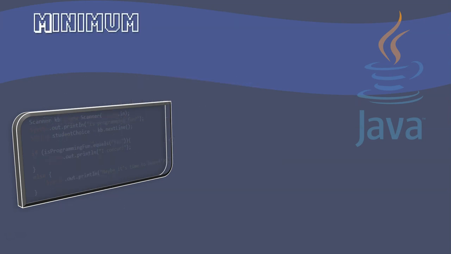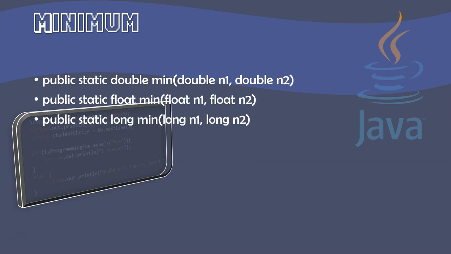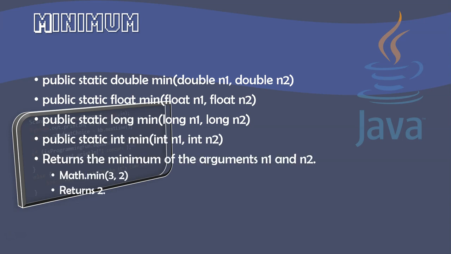Now, what about minimum? Minimum is another common calculation we might need to find. For this, we can use public static double min(double, double). So we're putting in two numbers. Or we can do this with a float, a long, or an int. And again, as you might guess, we're doing Math.min. In this example, we're doing 3, 2. It's going to look at those two numbers, compare them, and return whichever one's the smaller, which in this case is 2.